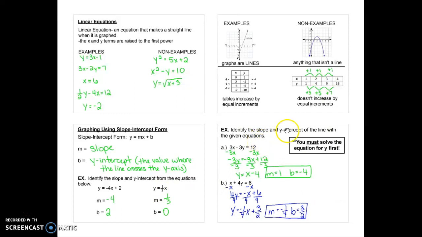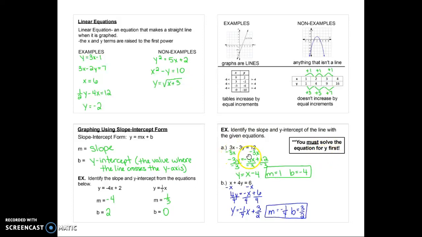All right, now identifying the slope and the y-intercept of these equations. Now, if you notice, these equations are not currently in slope-intercept form. So in order to identify the slope and the intercept, you have to first change it into slope-intercept form. So you have to rearrange this equation for y. Okay, so this goes back to what you did at the end of quarter 1 with rearranging equations.